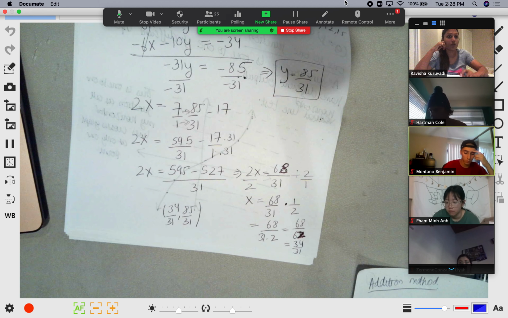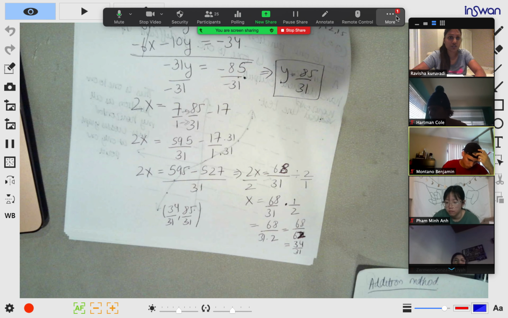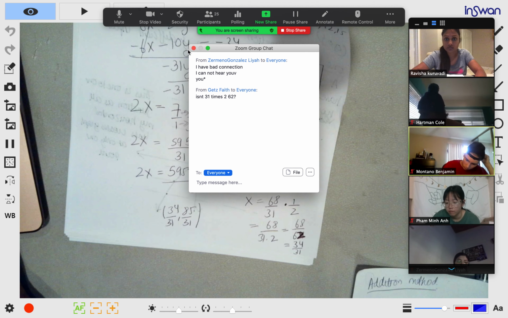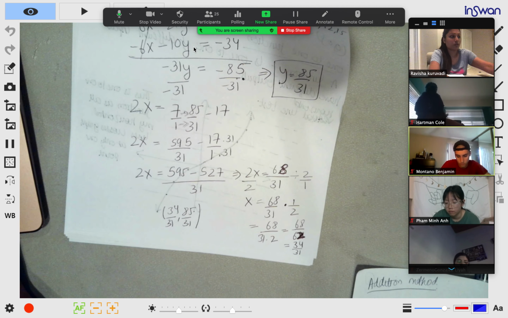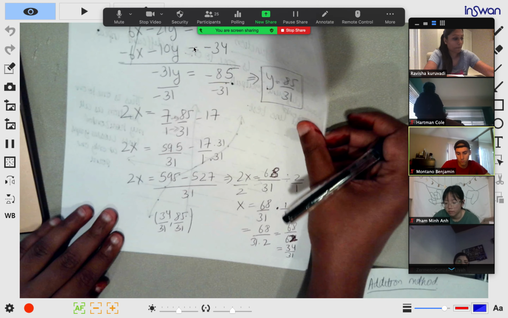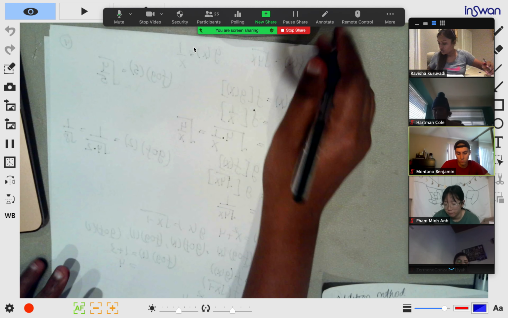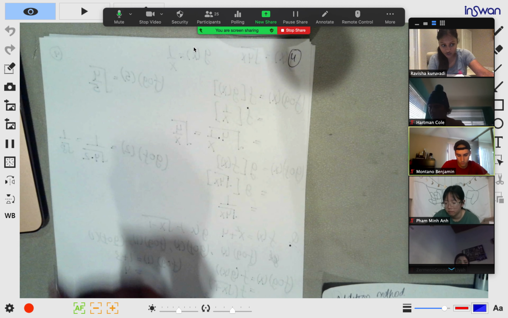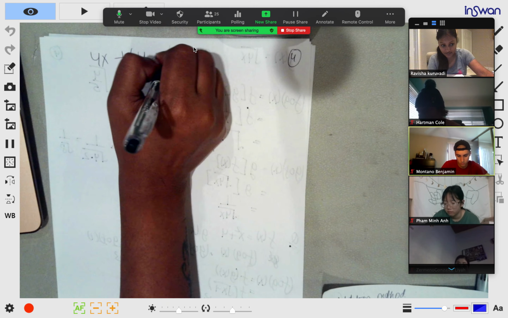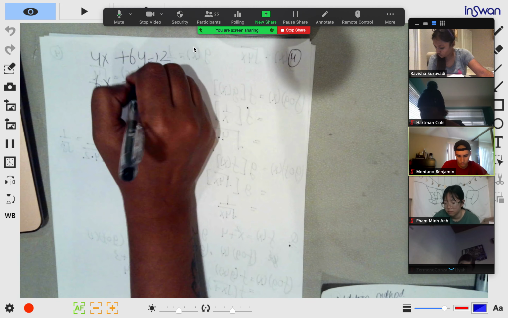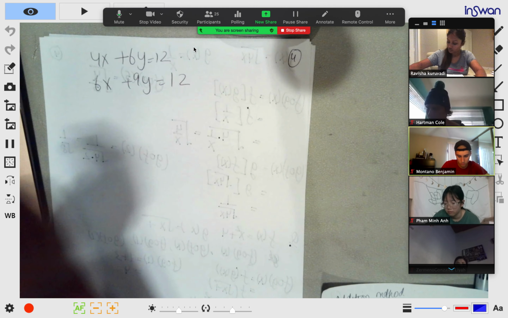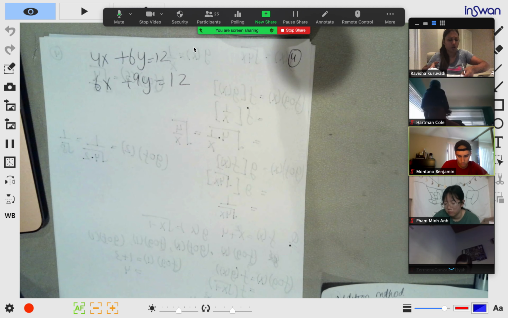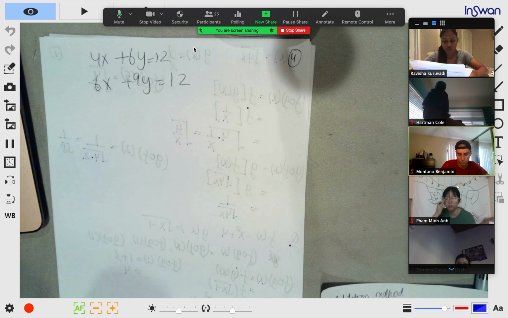Any questions, anyone so far? With any method, substitution or addition? Okay. Let's do one more question. You are given 4x plus 6y is equal to 12. Then you are given 6x plus 9y is equal to 12. You are given these two equations and you have to solve. It's up to you. Either you can use substitution method or you can use addition method, whichever you want.